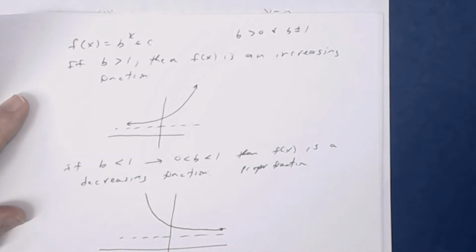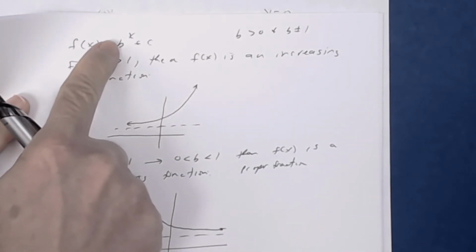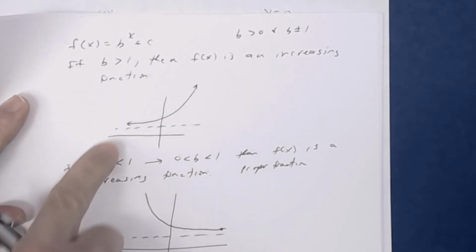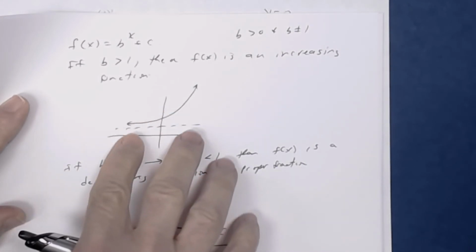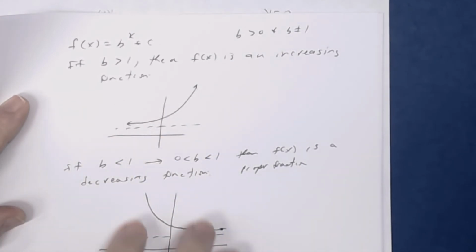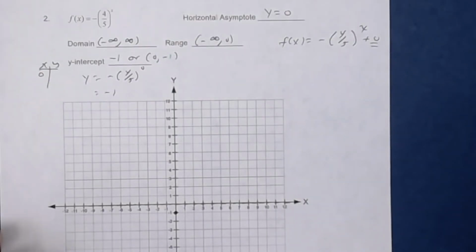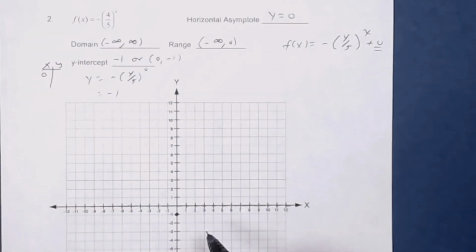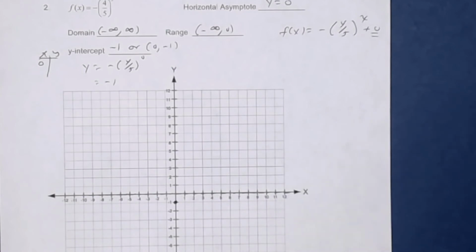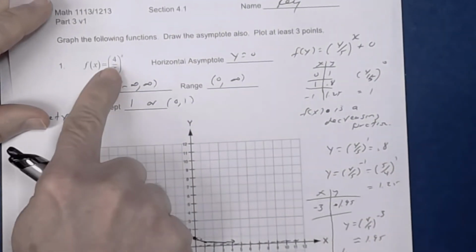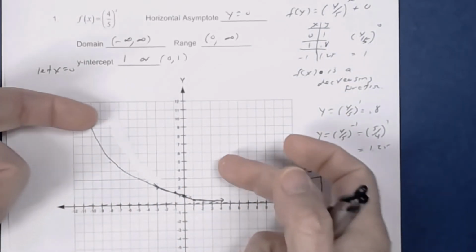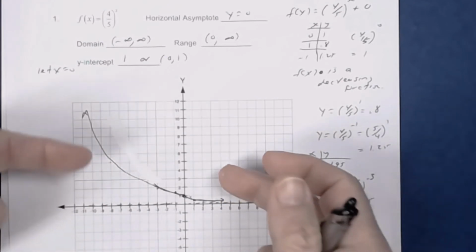But that is the case if that number in front of b to the x is positive, meaning that the graph is above the horizontal asymptote. But remember when we talked about quadratics, that negative is a reflection. So if this is 4/5 to the x here, the negative 4/5 to the x is a reflection about the horizontal asymptote.